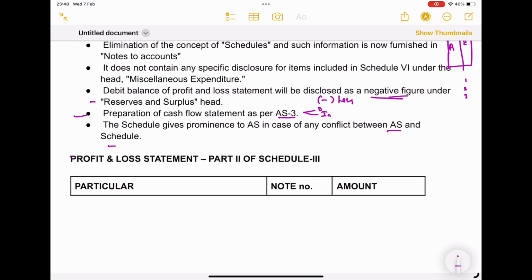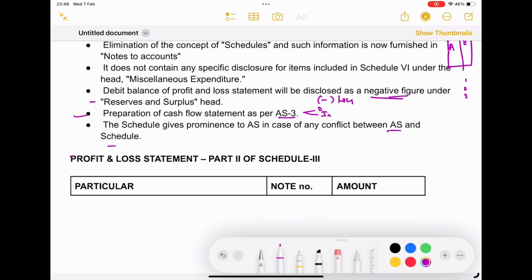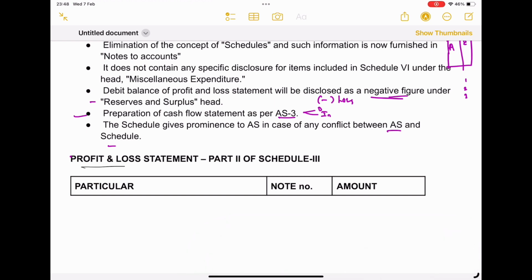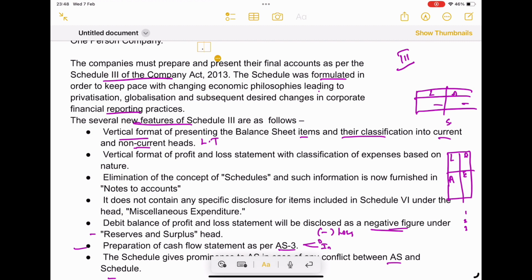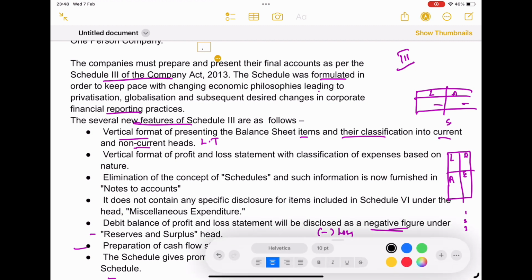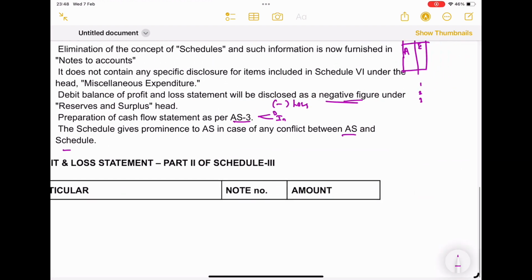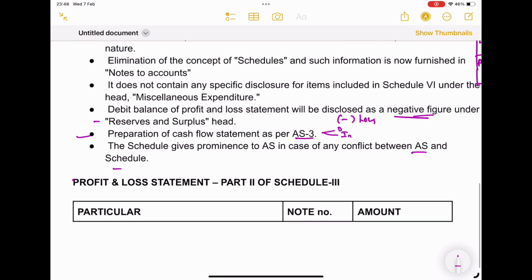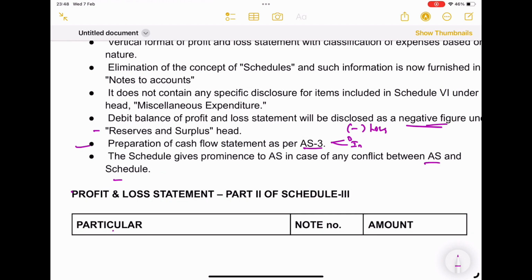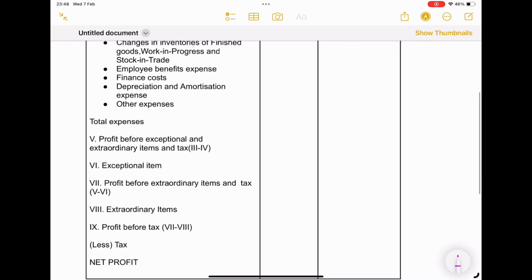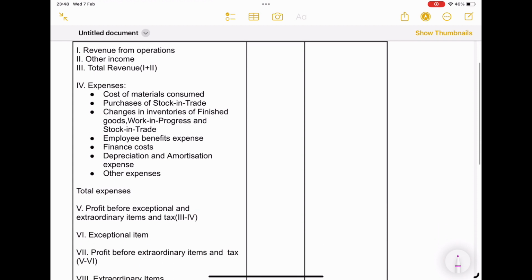So this is a profit and loss account, income statement or profit and loss account. So we'll be having only this much: particulars, note number and amount. Okay, I'll move on to the next one. This is the format.